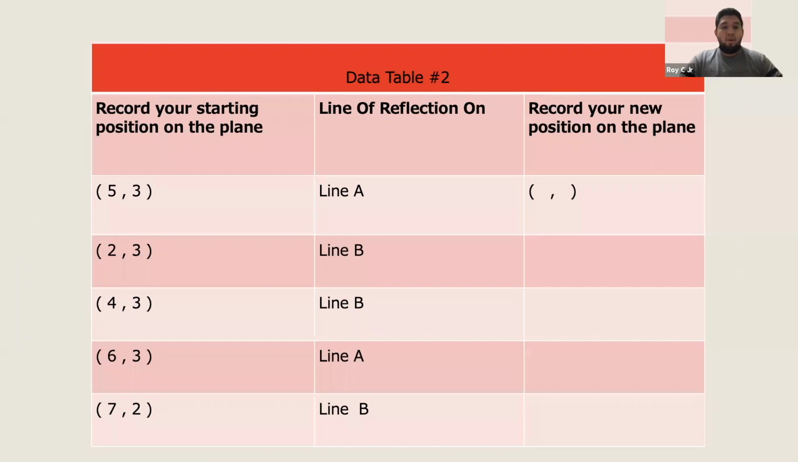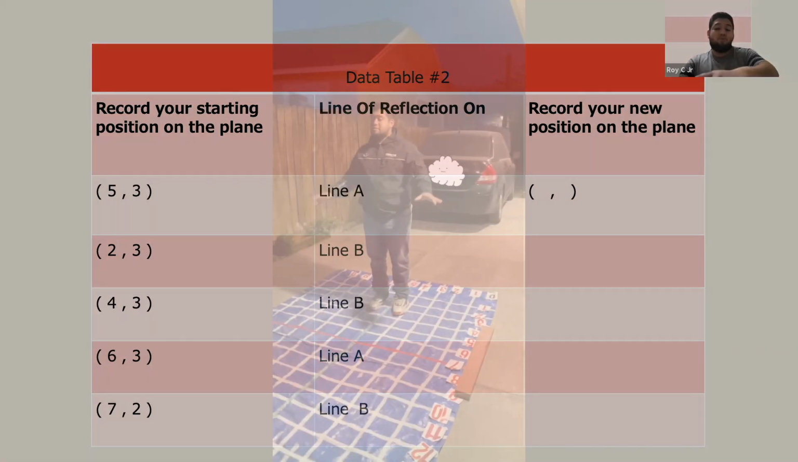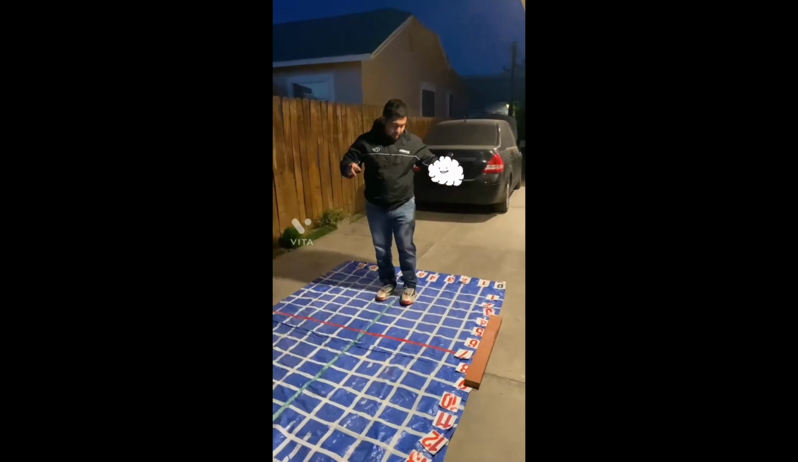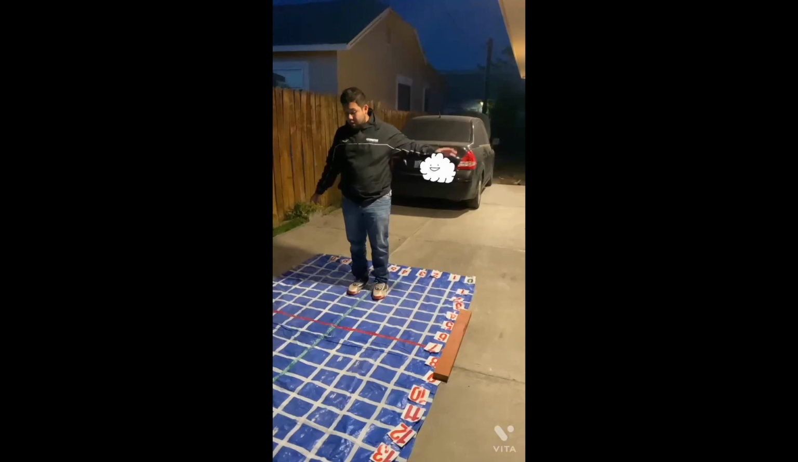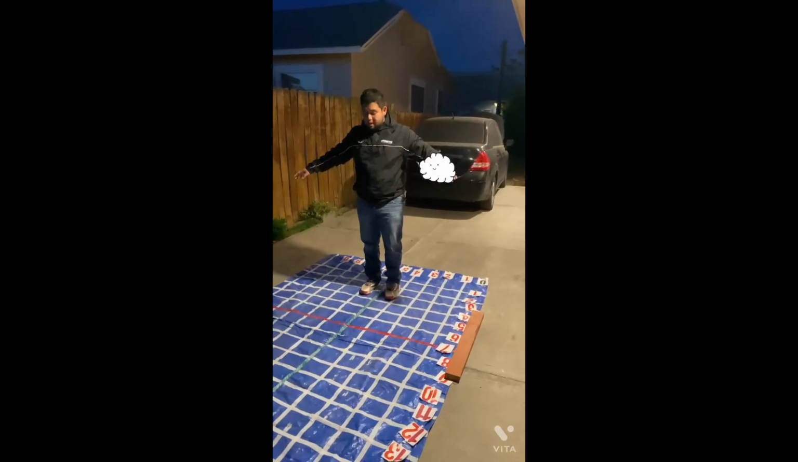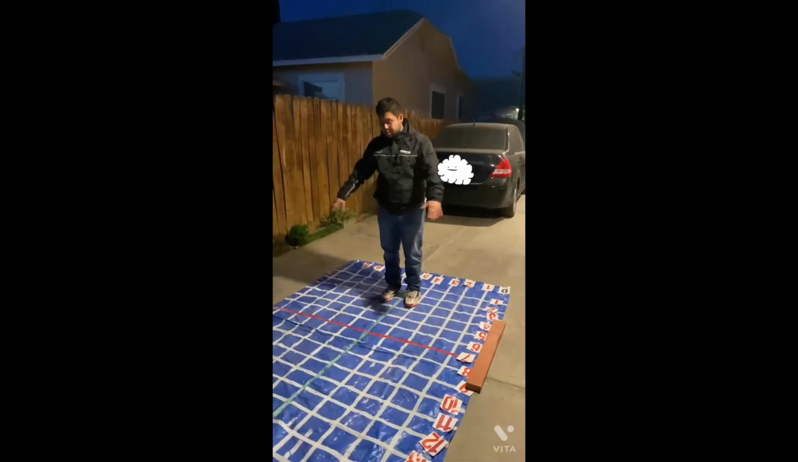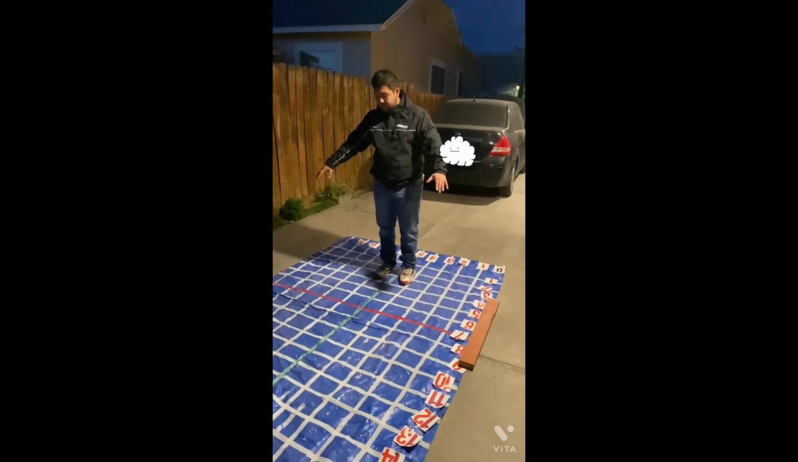So to practice reflection transformation, let's figure out what the answer is for the first row. Now we are standing at 5, comma 3. That's our initial position, and we're going to be reflecting on the x-axis. And the x-axis is this red line that you can see on the grid line.